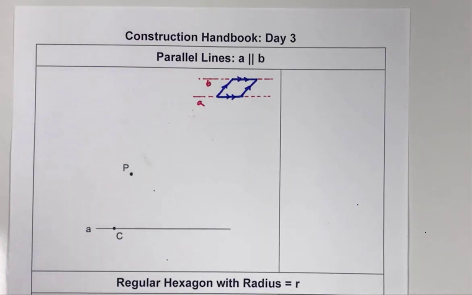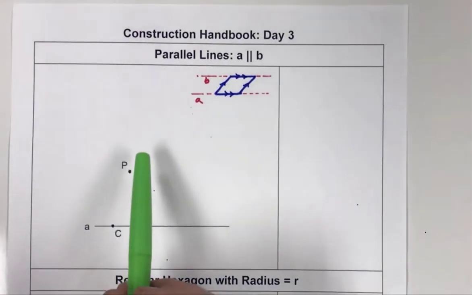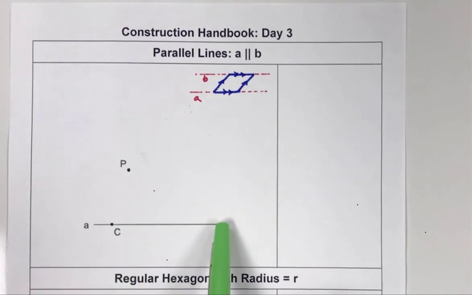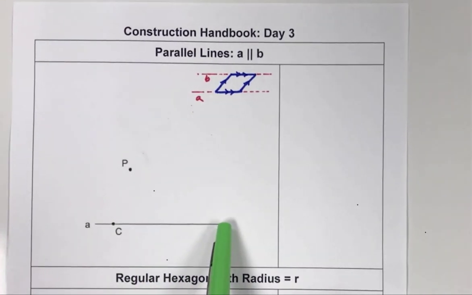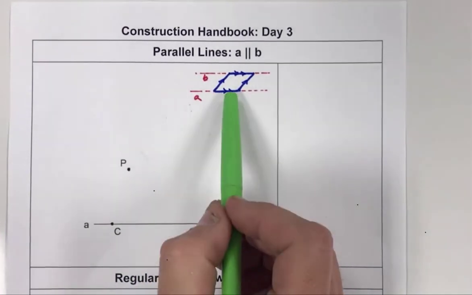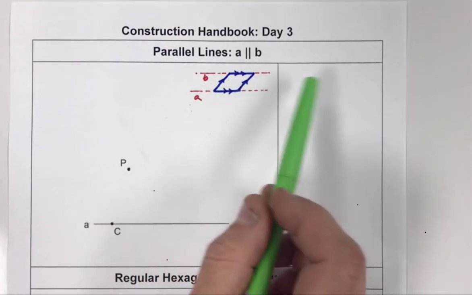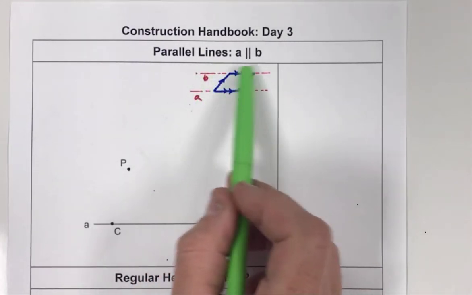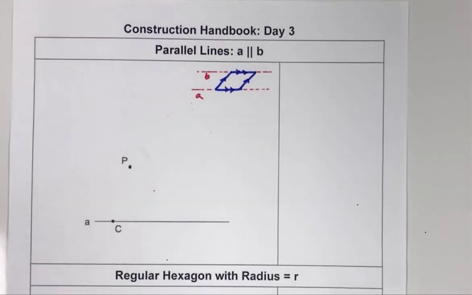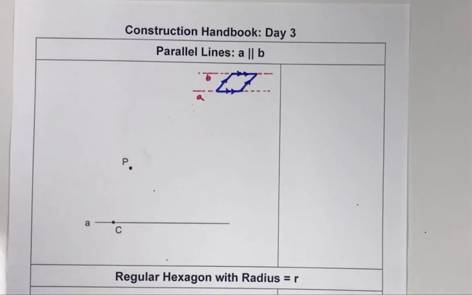Okay, this video is going to walk you through how to create a parallel line through a given point to line A in this case. The goal of this problem is to try to create a rhombus. The properties of a rhombus are that the opposite sides are always parallel. In a previous video, we've already learned how to make a rhombus. I'm going to walk you through it again right now.